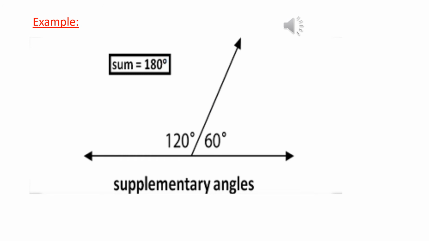Let's take another example. We have two adjacent angles. The measure of the first angle is 120 and the measure of the second angle is 60. If you add these two angles, their sum is 180. Then these two angles are adjacent supplementary.